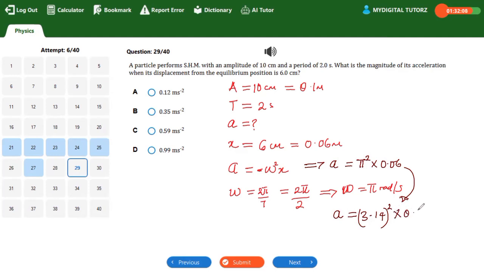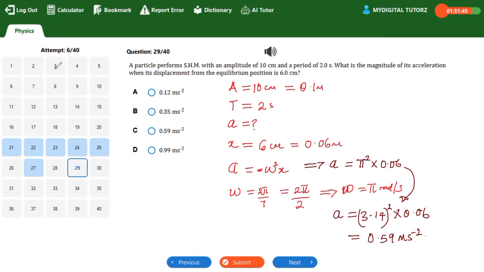Multiplied by 0.06. So when you press your calculator, you should have 0.59 as your answer. Just square this one multiplied by 0.06, have 0.59 meter per second squared. I hope this is understood. That is about question 29.